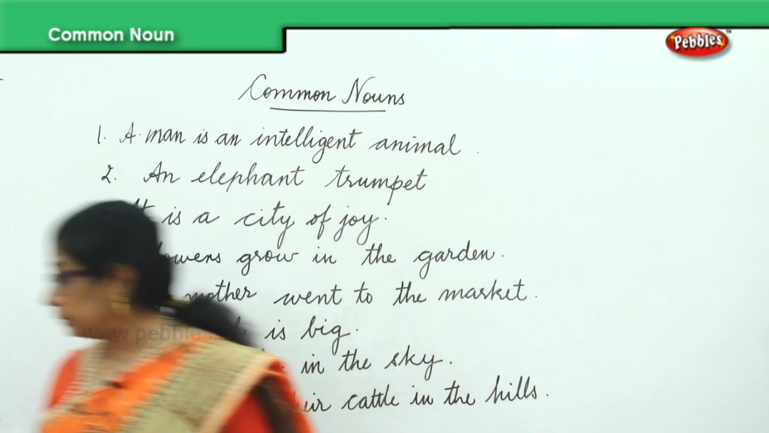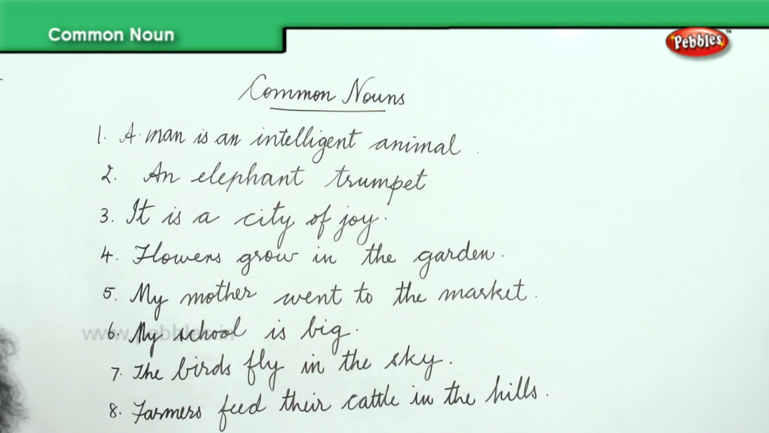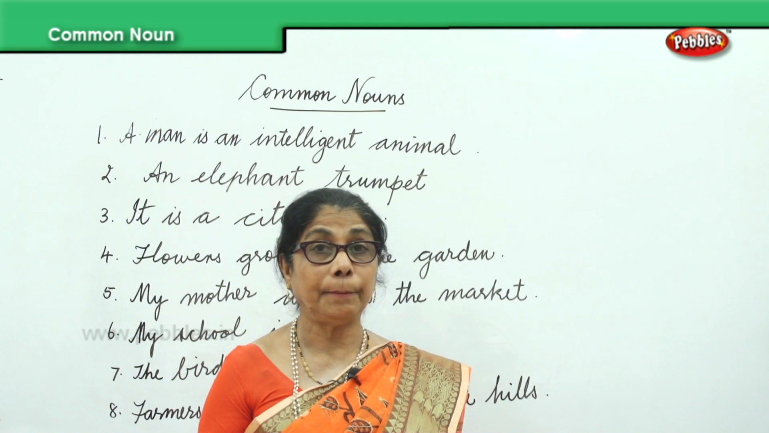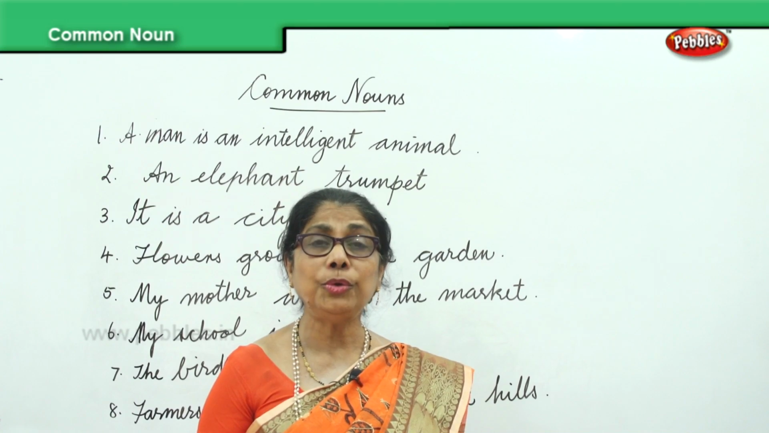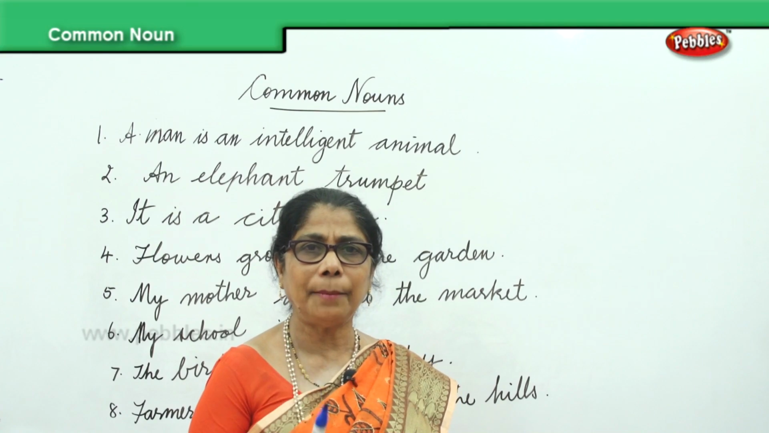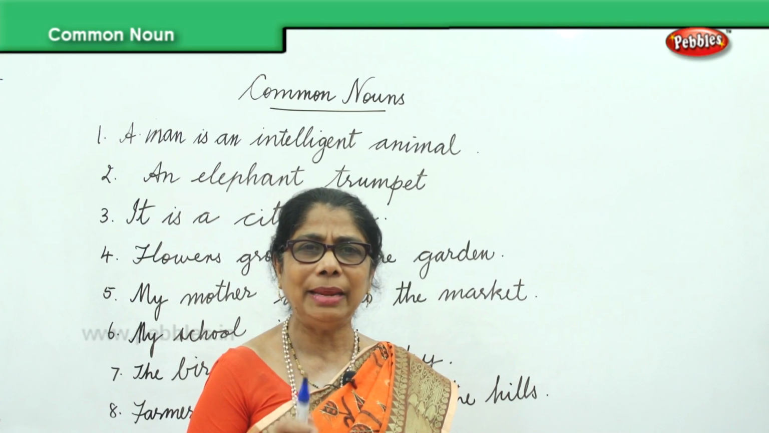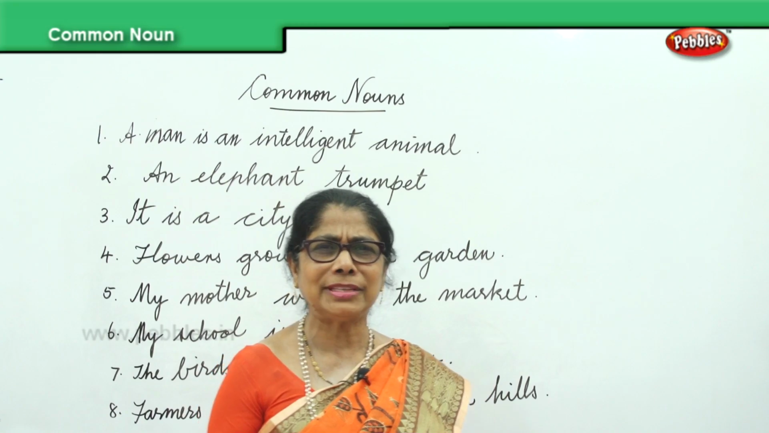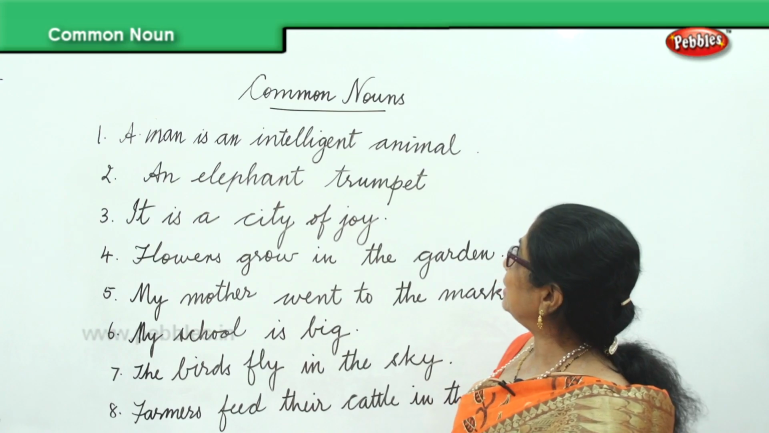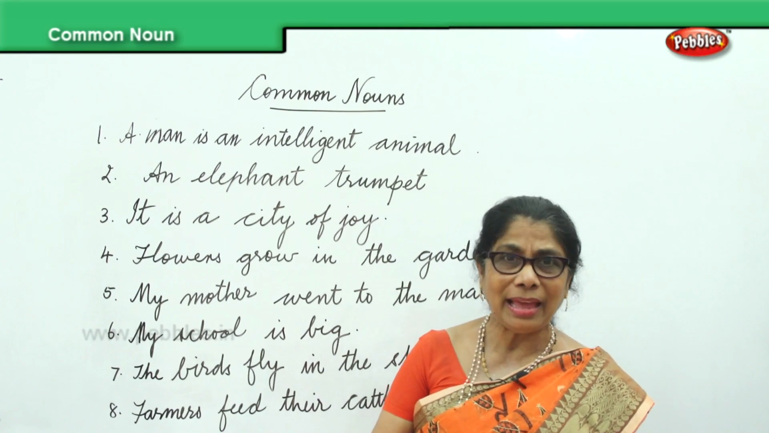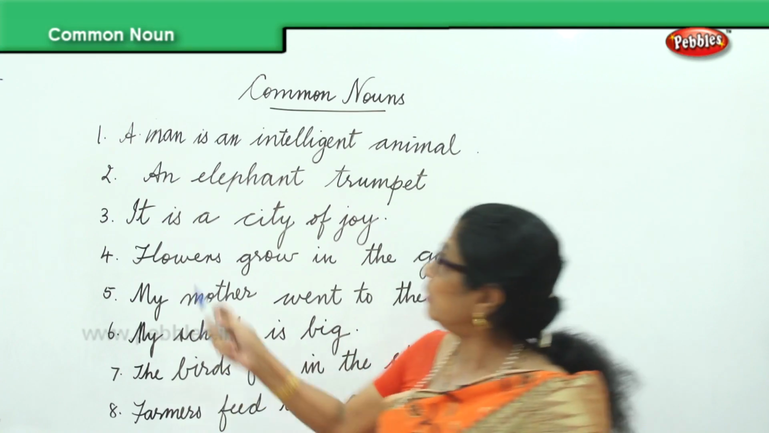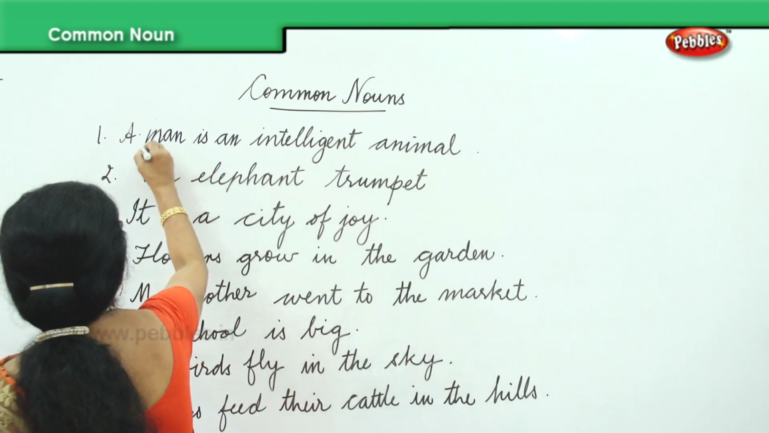Now, I have here a whole lot of sentences. What we are trying to do is, common noun, proper noun we did earlier. Now we are going to pick out, we need to recognize, identify common noun. Common noun, name given to anything of the same class or kind. So, let's look at it very carefully. A man is an intelligent animal. Man, it can be any man, old man, young man, any man. There's no special name given, man. So, man is a common noun.